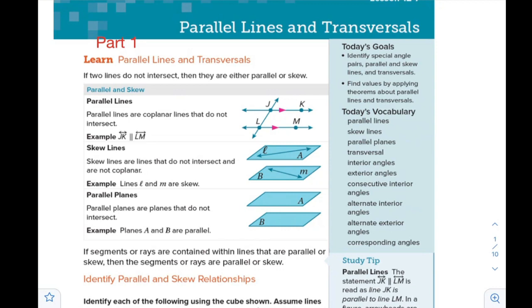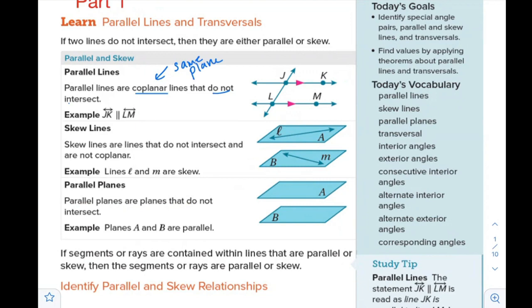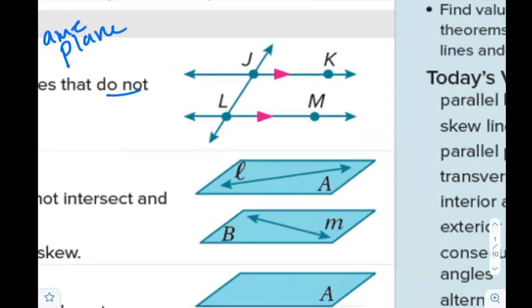What is the difference? شو الفرق بين المستقيمات الباراليل والسكيو المتوازية والمتخالفة سكيو متخالفة؟ Parallel lines are coplanar lines. Coplanar lines means same plane في نفس المستوى. And they do not intersect. They don't meet. لا يتقاطعان. يعني for example, this line K and line M are parallel lines.